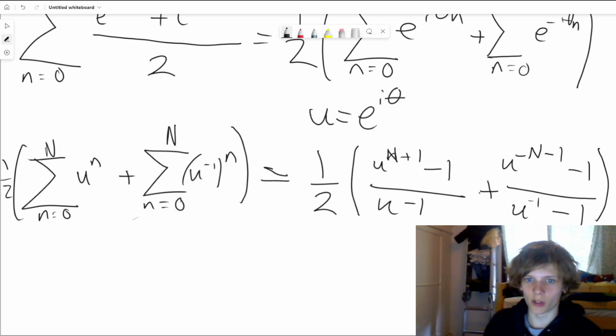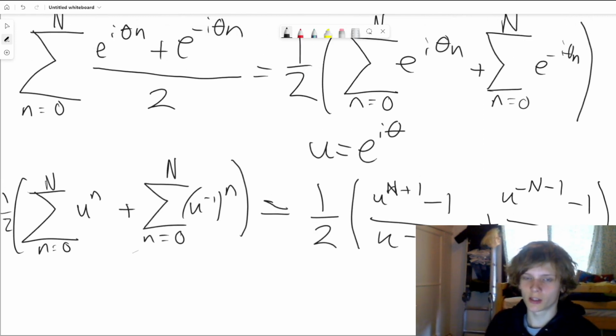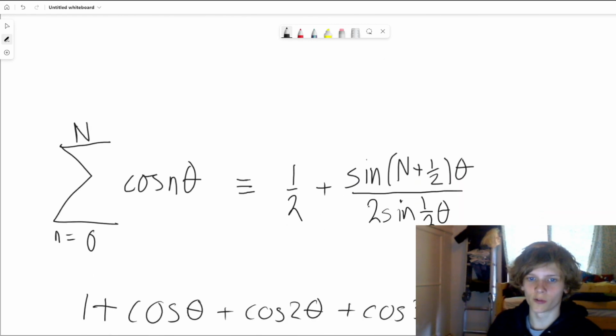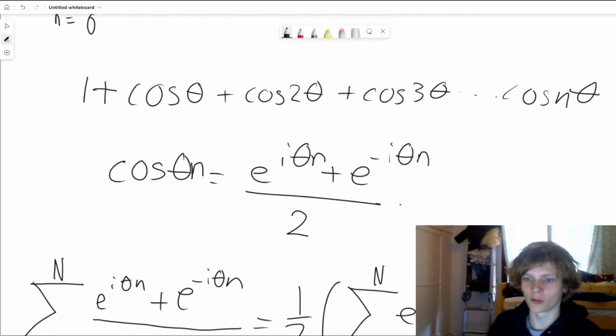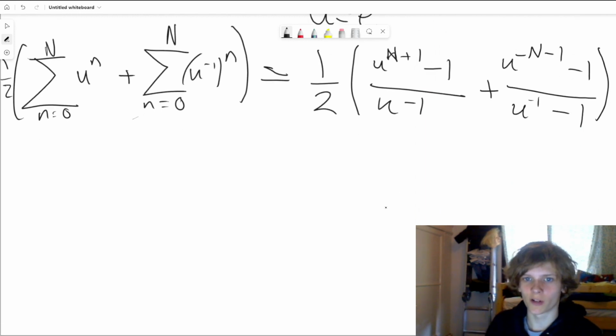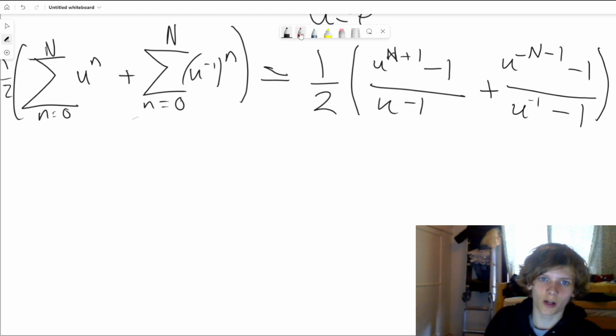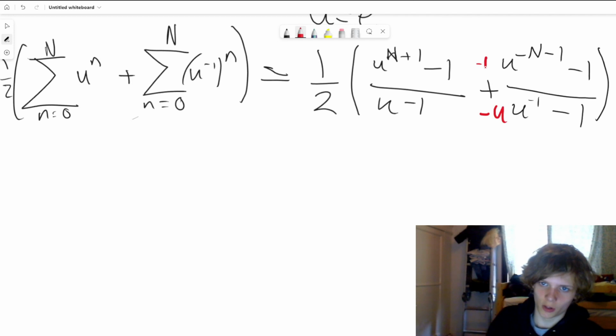Honestly, what we could really do here is substitute back in e to the i theta and say that we're done. But this isn't exactly the very nice form we had earlier. So what we will do instead is a whole bunch of algebraic manipulation, starting with combining these two fractions. If we multiply by negative u on the top and the bottom, we have the same denominator of u minus 1. So I will quickly do that, and then combine the numerators.